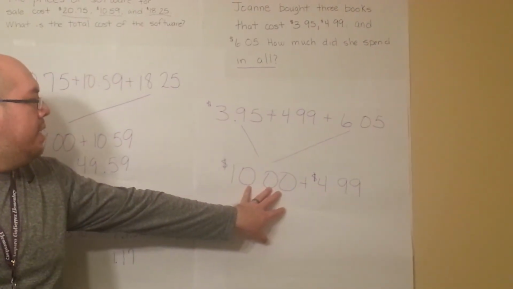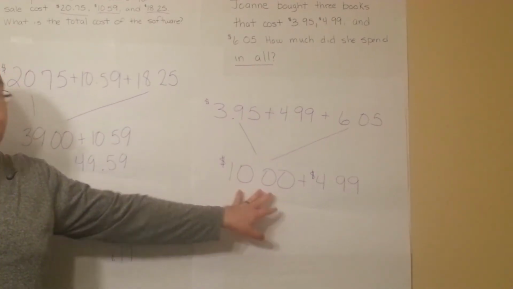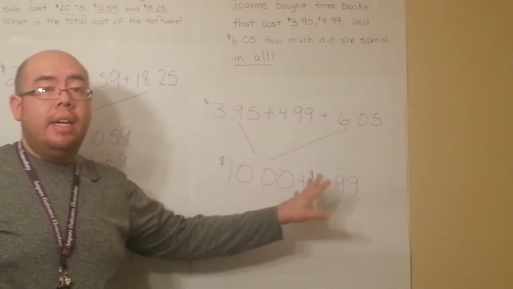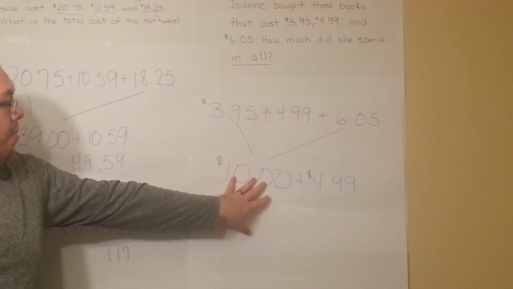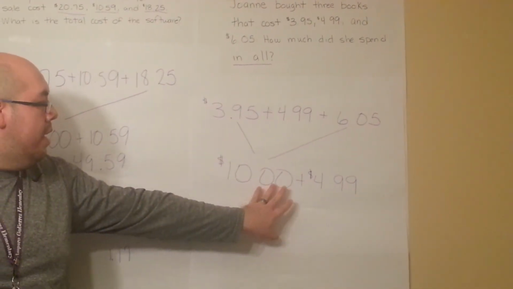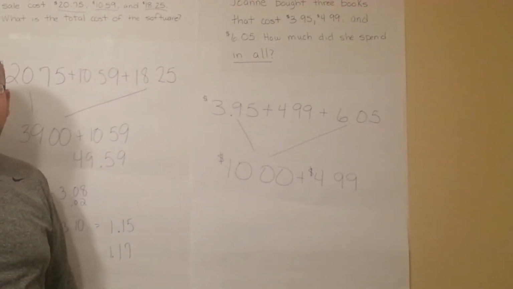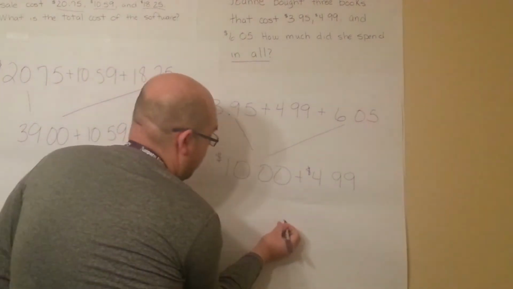Now, notice it ends in zeros. Those are the kind of numbers we like to work with when we're doing mental math, because it's easy to just add or subtract. So now, we have $10 plus $4.99. Let's look at our cent side. We have nothing over here, and 99. How many cents is there going to be if we add it together? 99 cents. Good job, guys.